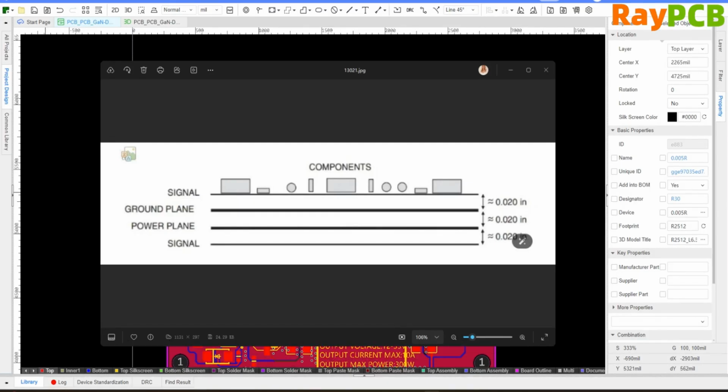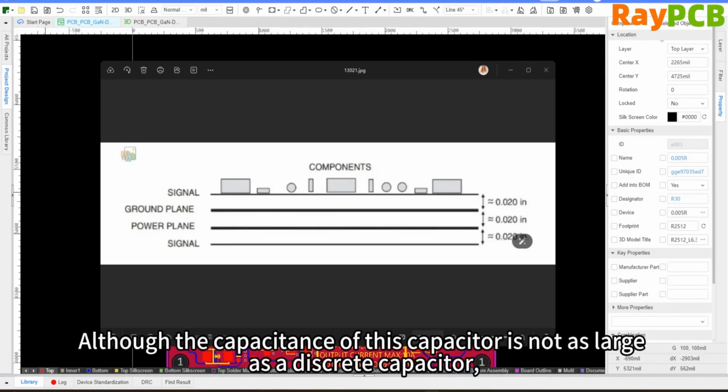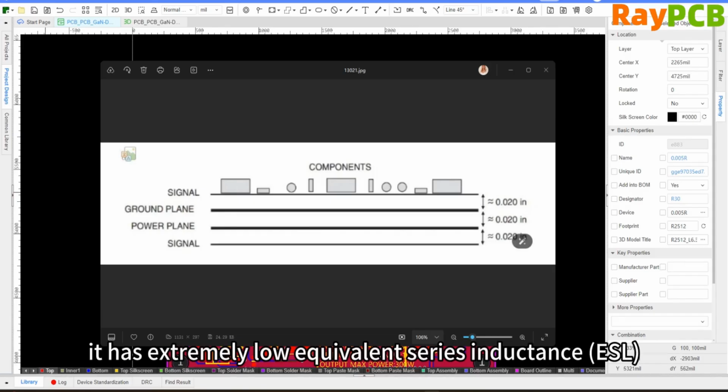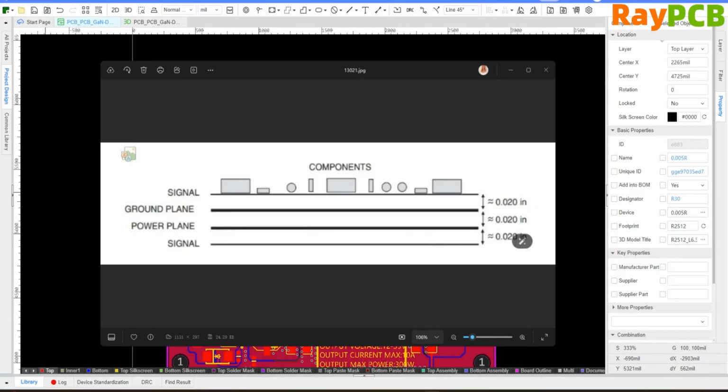Although the capacitance value is not as high as that of a discrete capacitor, it has an extremely low equivalent series inductance, ESL, and equivalent series resistance, ESR. This means it provides excellent filtering for high frequency noise.